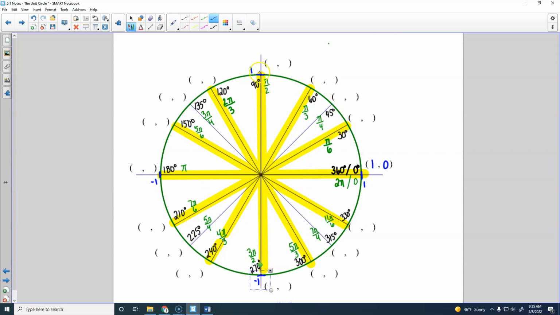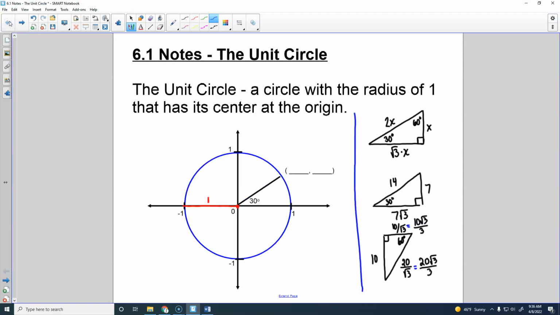What are my coordinates at 90 degrees? They would be 0, 1, because from the origin you go over 0, you go up 1, just like graphing points. Over here, I've got -1 up 0, so I'd have -1, 0, and here I would have 0, -1. So those 4 points we fill in just like we're graphing those 4 points on those intercepts. But these points here are going to be more difficult to find. So that's what we're going to do right now.